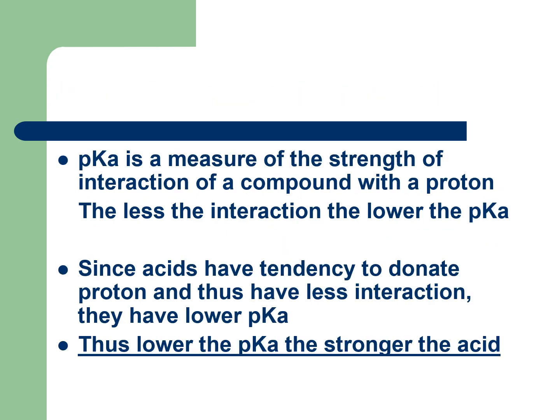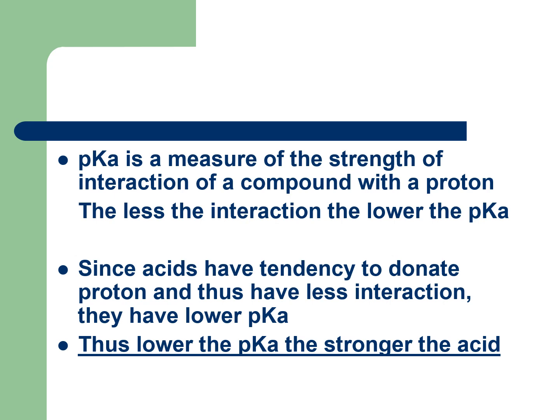So pKa is the measure of the strength of interaction of a compound with a proton. The less the interaction, the lower is the pKa. If the interaction is very strong, then the pKa is more. Since acids have a tendency to donate protons, they have less interaction. The bond is not so strong, it readily gives off a proton, so they have a lower pKa. Thus, the lower the pKa, the stronger the acid. Because we define acid as that which gives up a proton.